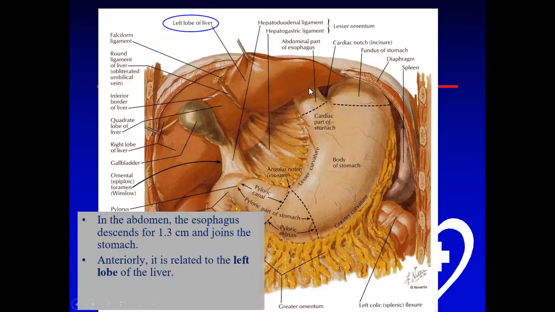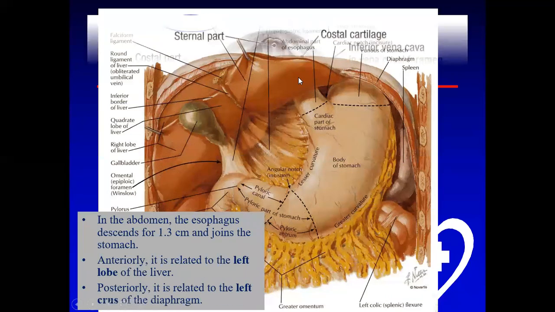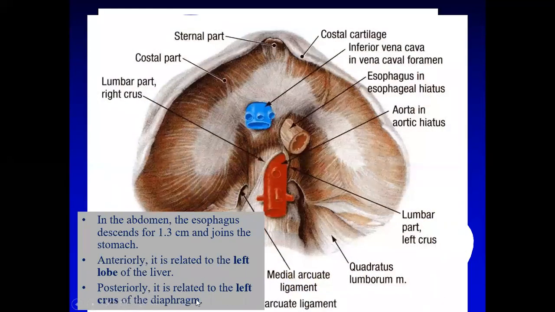Now in the abdomen, the smallest part is the abdominal part of the esophagus, a very small part, just 1.3 centimeters. We have seen it opens into the abdomen at the level of the thoracic vertebra, then descends downwards, just 1.5 centimeters in the abdomen, then opens into the stomach. Anteriorly it is related to the left lobe of the liver, and posteriorly it is related to the left crus of the diaphragm.